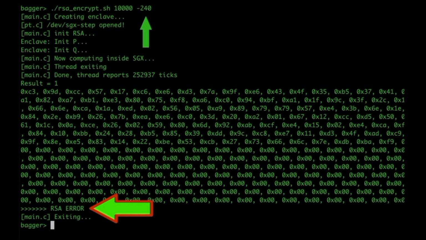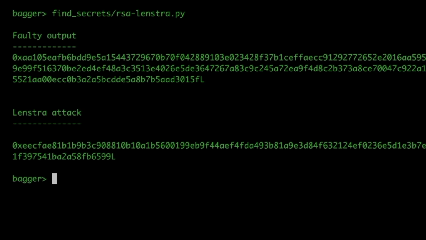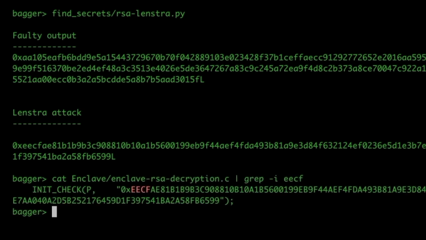We get a faulty decryption, and that we can now put into our little Python script, which implements a Lanstra attack to recover one of the prime factors, in this case the value starting with EECF. Now to prove that we haven't cheated, let's look into the enclave code and see which value was hard-coded there. We'll also check the first few digits of our coefficient, and we see that we have recovered P. So you've got the private key out of something happening inside an enclave just by undervolting.